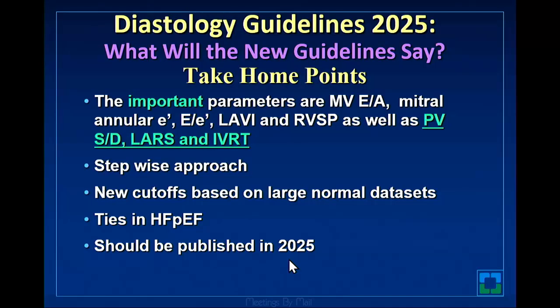So the take-home points in this very short review. Basically, you use EA ratio, annular E prime, E/e', LAVI, RVSP like before. But now pulmonary veins are making a comeback. Left atrial reservoir strain is important. IVRT is important. Use a stepwise approach. These cutoffs are based on large data sets. Ties into HFpEF, and hopefully should be published in 2025.